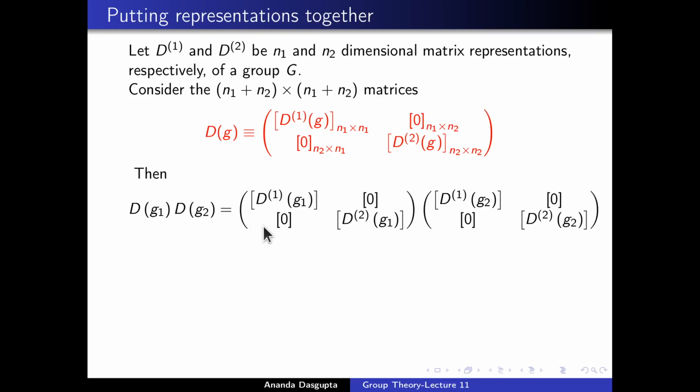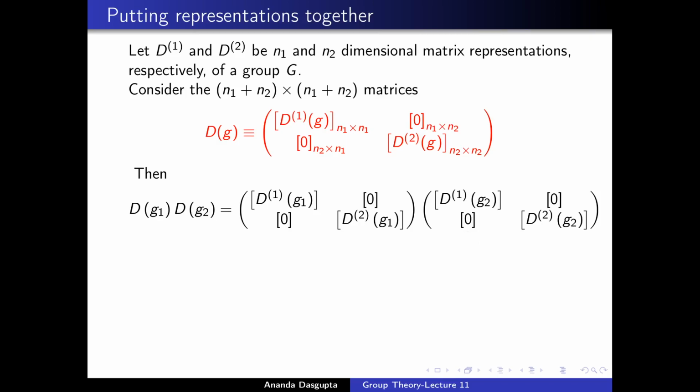Now, I'm pretty sure all of you know how to handle blocked matrices. If you have two matrices which are blocked in this manner, when you multiply them together, you can pretend that every one of these blocks is an element of a 2 by 2 matrix, and just use the standard rule for multiplying 2 by 2 matrices. So, when you multiply these two matrices, you will get d1 g1 times d1 g2 plus 0 times 0. You should check that this 0 is of course n1 by n2 and this 0 here is n2 by n1. So their multiplication is actually well defined.